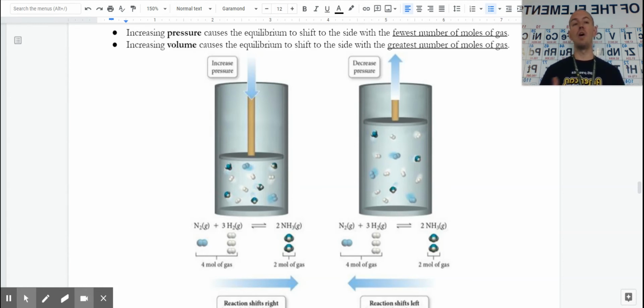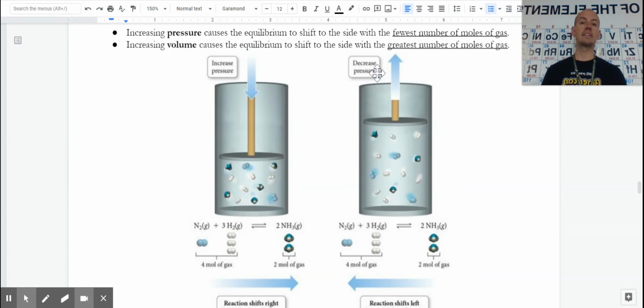But pressure only impacts gases. So if our equilibrium involves solids, liquids, or aqueous, we don't look at those at all to see how changing the pressure or volume would cause our equilibrium to shift. Both of these have underlined moles of gas, and that's the only thing we're going to look at.